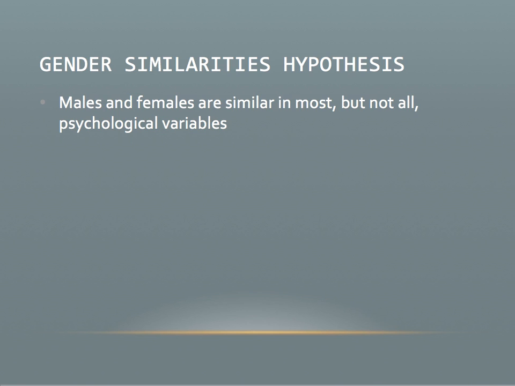So in looking at 46 meta-analyses on gender differences, they found 124 effect sizes. And what they found was that 78% of gender differences were small or close to zero. 78%. That's huge. So evolutionary theories focus on sexual selection, but selection should act on men and women equally.